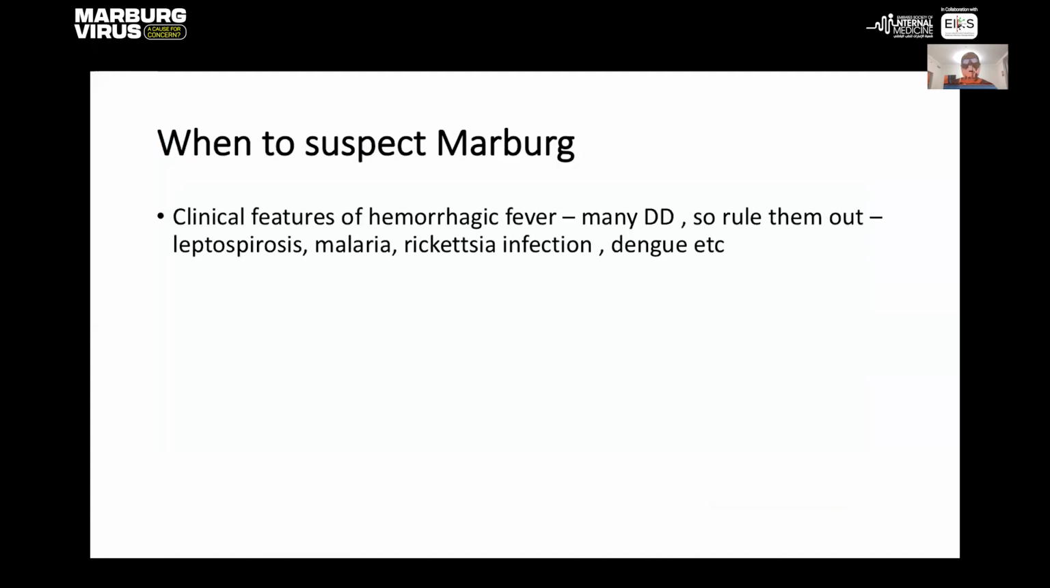So when do you suspect Marburg disease? Think of clinical features of hemorrhagic fever. There are many differential diagnoses, so you have to make sure you rule them out. For instance, leptospirosis, malaria, rickettsial fever, dengue infection. Very, very important is to ask travel history and contact history.